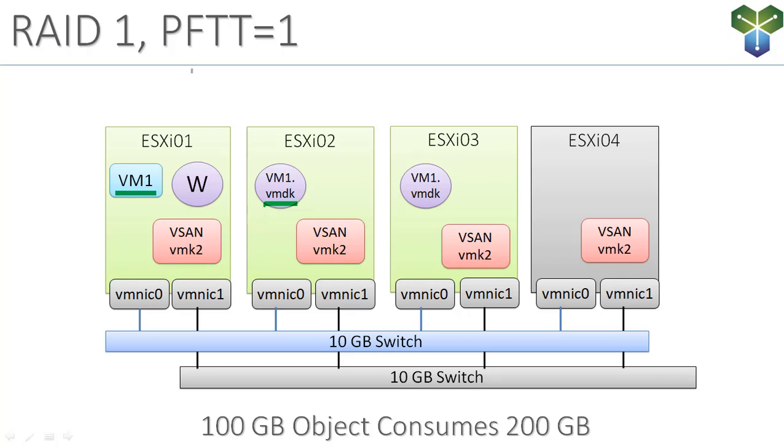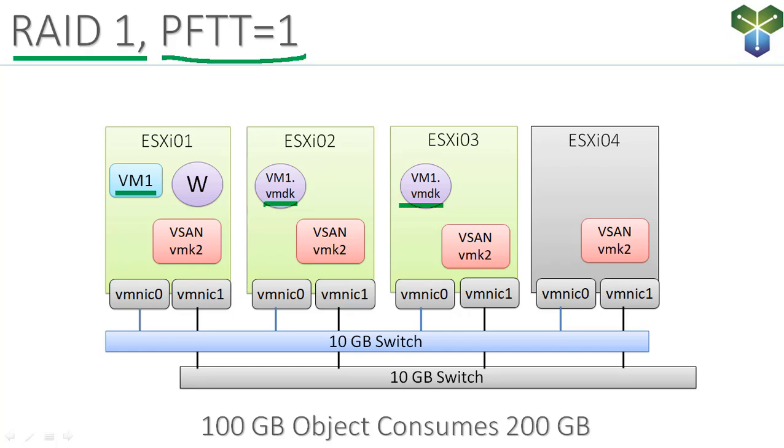Now in this situation, we have designated that the primary failures to tolerate equals 1, and we're using RAID 1. What does that mean? Well, basically what that means is we need to be able to tolerate the failure of an ESXi host or of a disk group. And so here you see a mirror copy of that VMDK that exists on a second ESXi host. That's failures to tolerate equals 1. So we have mirroring of this VMDK object.